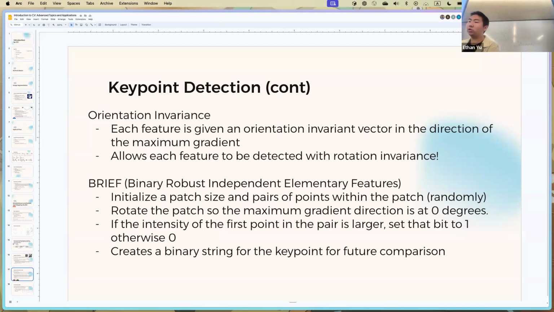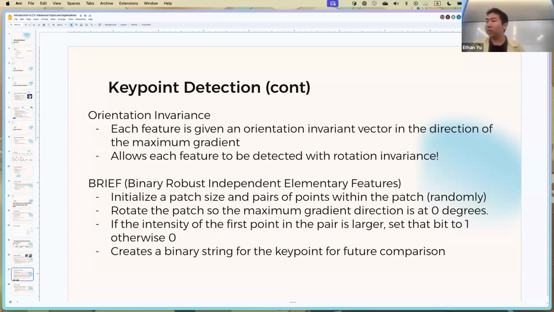Once you have that patch where the maximum gradient is always pointing in the same direction, you take those sets of pixel correspondences and say, okay, for the first correspondence, if the first pixel has a higher intensity than the second pixel, I'll make it a 1. Otherwise, I'll make it a 0. This way you create a binary string where each number represents the intensity comparison between the two pixels. That binary string becomes the vector describing that feature, so that's how we can uniquely identify the feature.